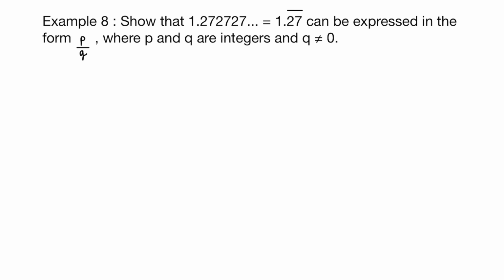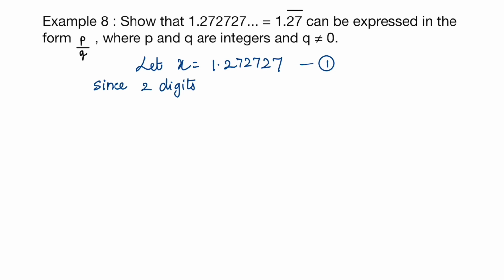Now, let us start with the same assumption that we started with in the previous question. Let x is equal to 1.272727. This is the assumption that you are going to start with, and let me call this equation 1. Now, since there are two digits that are repeating, those two digits are 2 and 7, these two digits are keeping on repeating.